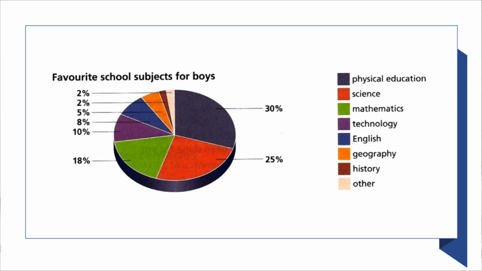Okay, as you can see, this chart gives information about favorite school subjects for boys. The subjects include PE lessons, science, math, technology, English, geography, history and others. You should also note that all the figures given here are in percentages.